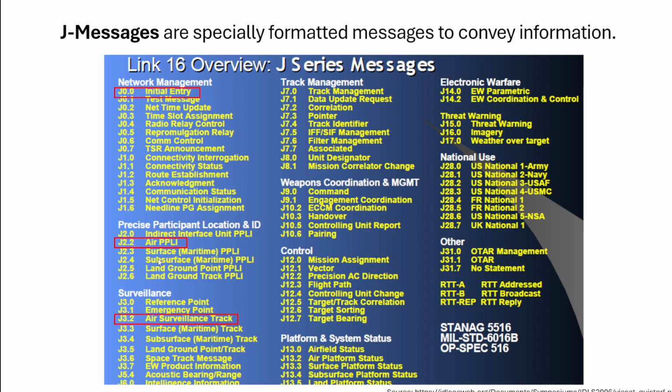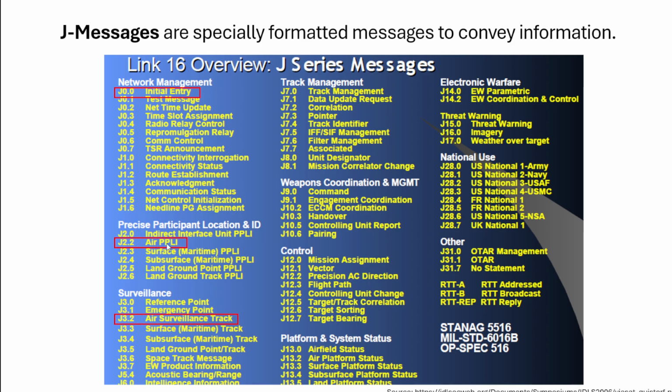There is the J2 series, which is probably the most important one, which is sent by all units which are connected to the network. These units share information like precise participant location. So a participant is a unit, and it is precise because it sends the coordinates, speed, altitude, and so on, and the ID.